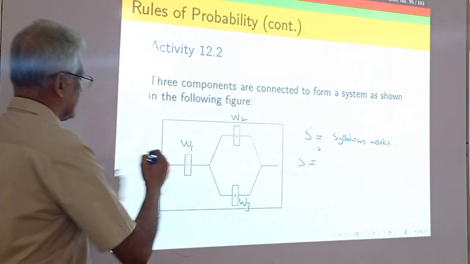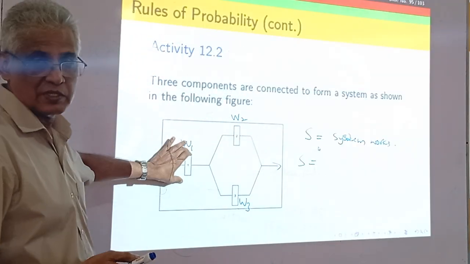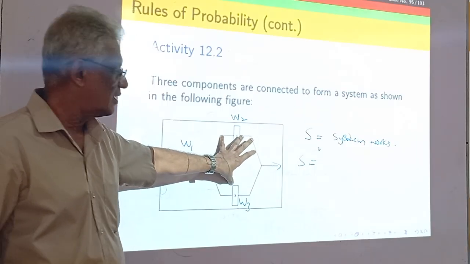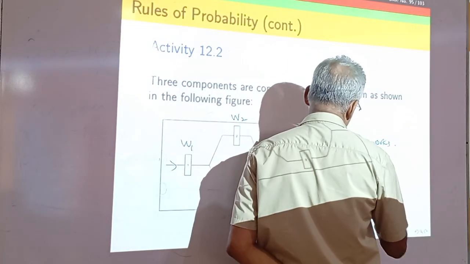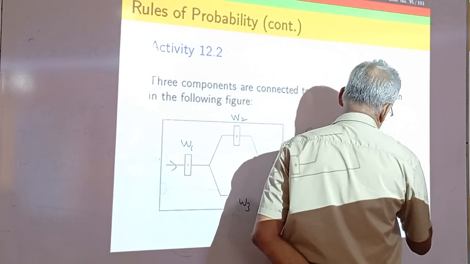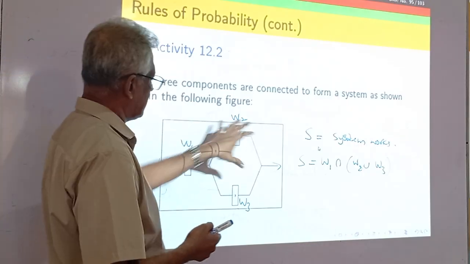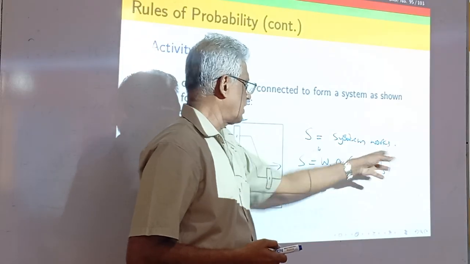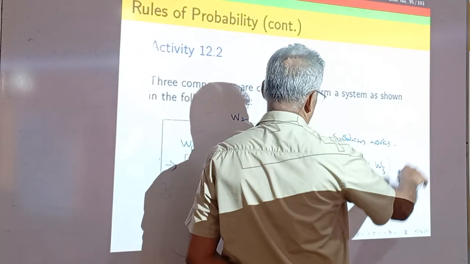This must work, no? Suppose current or whatever goes like that. So first of all, this must work. Then all this must work. So therefore, S can be written as W1 and (W2 or W3). W1 must work, and then this system should work definitely, but that is working if this or this or both. So therefore the probability of S is equal to the probability of this whole thing.